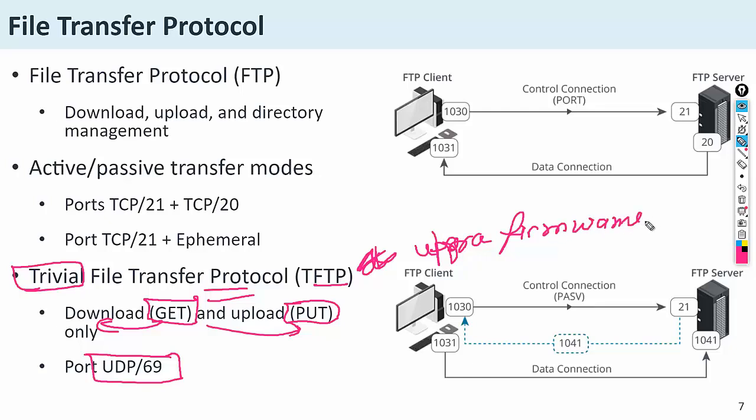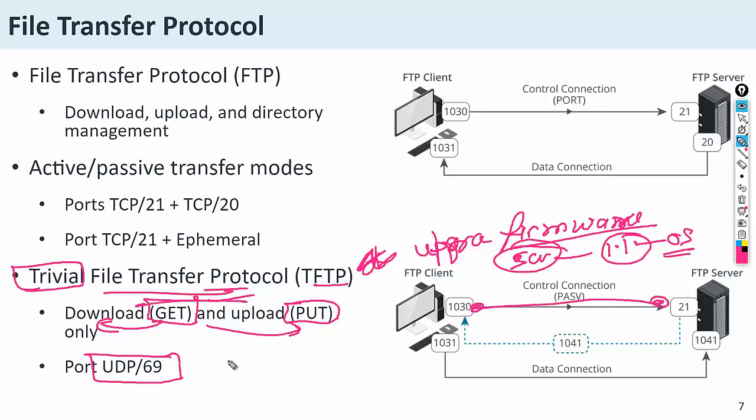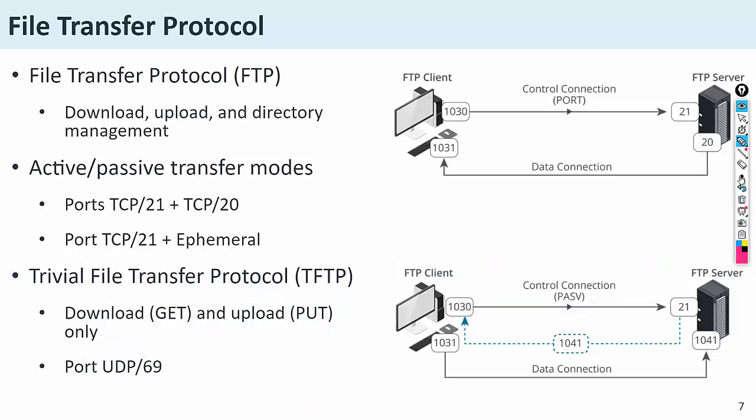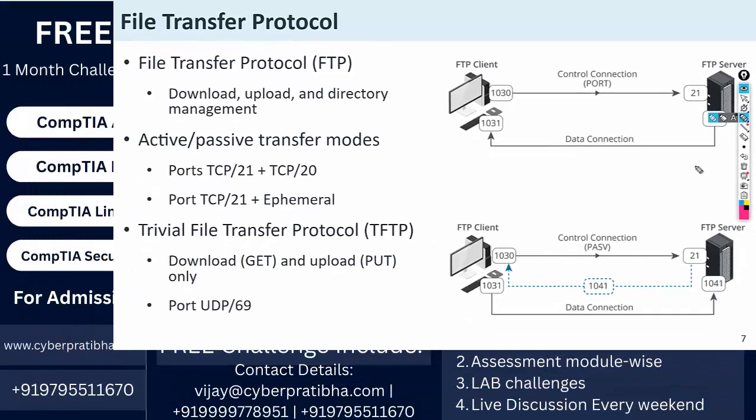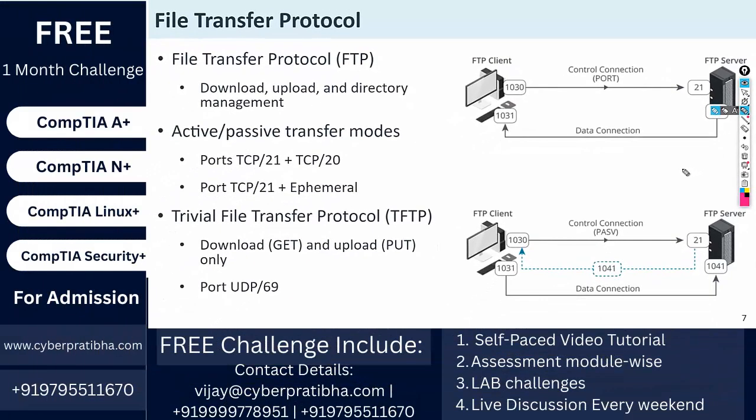What does firmware mean? For example, if you have a switch and the switch has a particular OS version number 1.1, but a new version is available, you can upload the new version with the help of TFTP. Also you can upload or download images, because there are only two processes: one is download, another is upload. So you can upload configuration files, firmware files and image files to a switch, router and other devices.